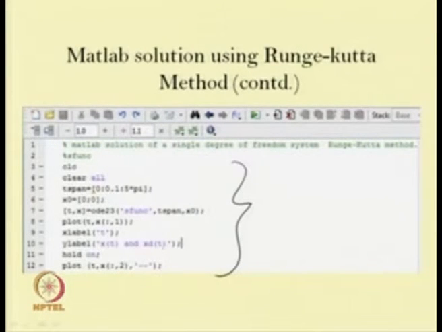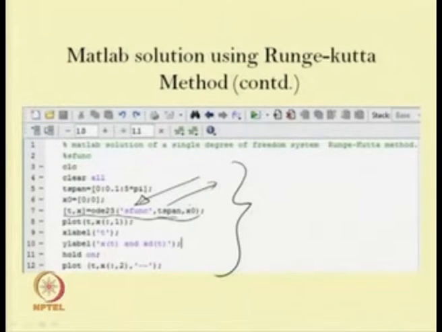After getting that functional value, one can use this syntax, that is T x equal to, where ODE 2 3 is used. One can use ODE 4 5 also. So, ODE 2 3, this is the function file, and this is the T span. One can take the time. Here the time is taken from 0 to 5 pi, and this x 0 is the initial condition.